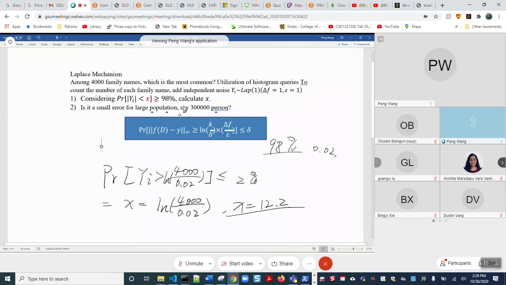And also you can find this formula in the slides, differential privacy basic, at page 70. And the second question, is it a smaller error for a large population, let us say 300,000? The answer is yes, it's a smaller error for a large population. This is the answer for the fifth question, Laplace mechanism.